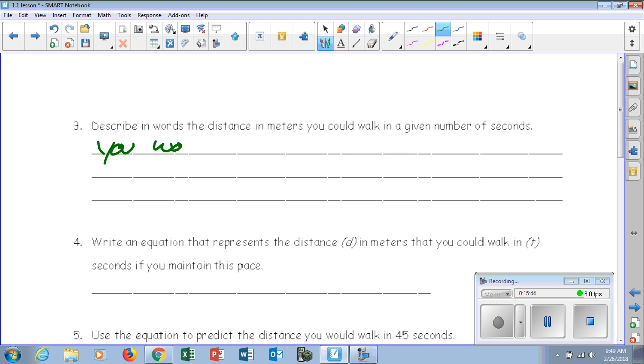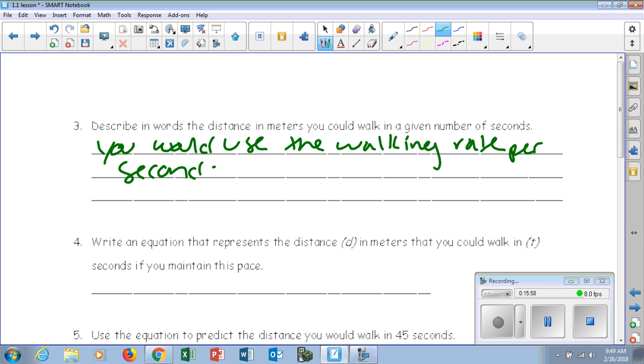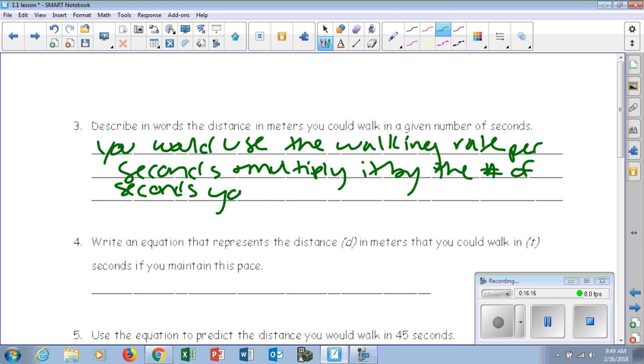So you would use the walking rate per second and multiply it by the number of seconds you walk. Perfect. Thank you, Maria.